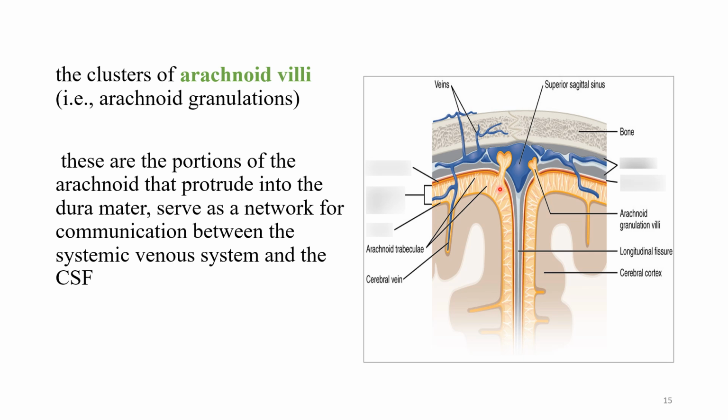So, this is the arachnoid mater and it protrudes into the dura mater. With the help of this, the CSF is going to the venous system, that is, the dural venous sinuses.